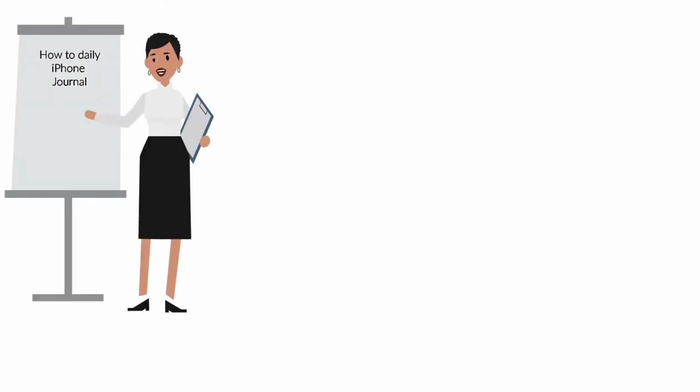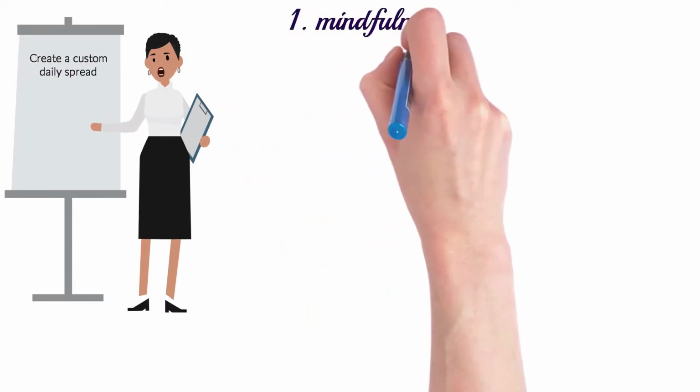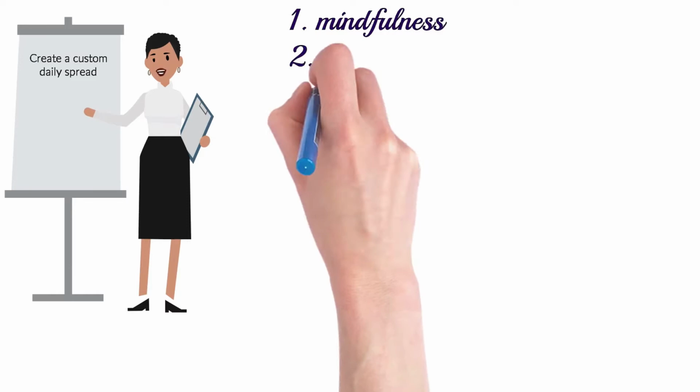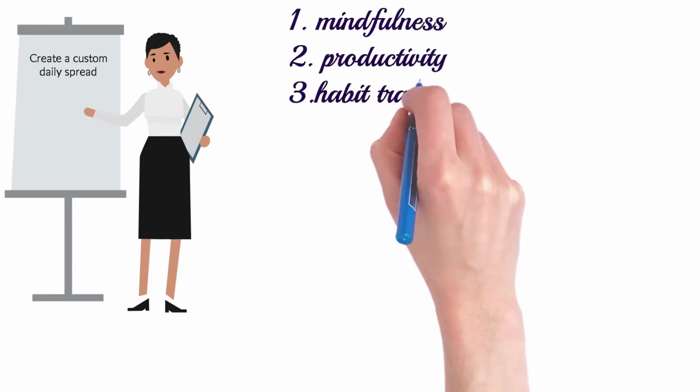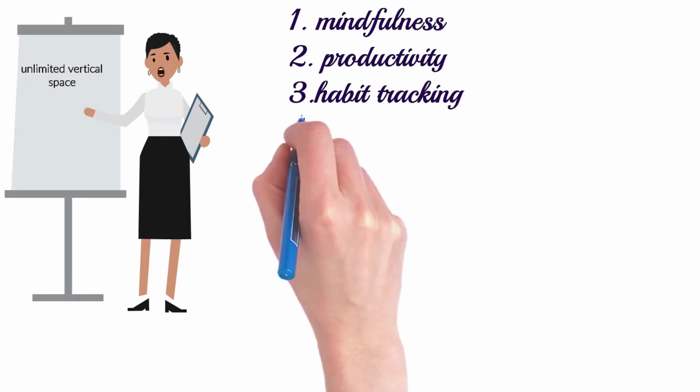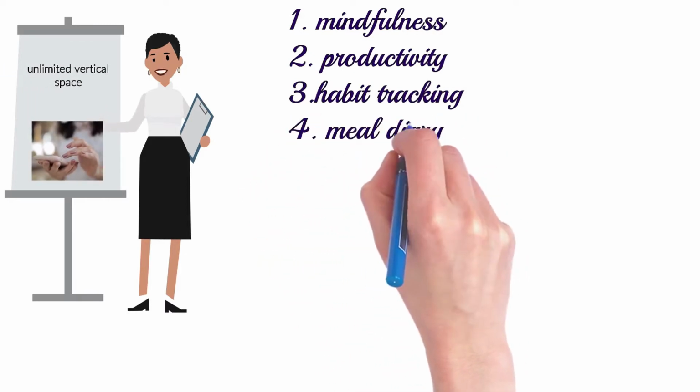If you want to learn how to daily journal on an iPhone, keep watching. Just like iPad planners and paper journals, you can create different spreads for your iPhone. Here, I am planning for my daily spread. Notes has virtually unlimited vertical space.